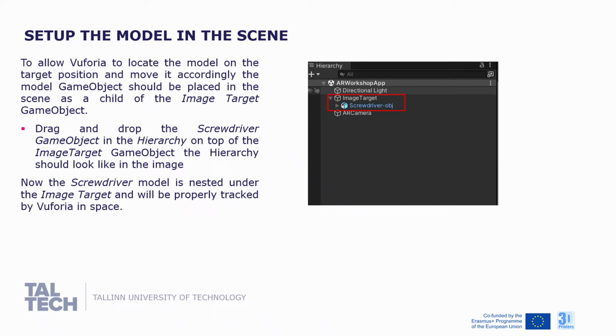To allow Vuforia to locate the model on the target position and move it accordingly, the model game object should be placed in the scene as a child of the image target game object. Drag and drop the screwdriver game object in the hierarchy on top of the image target game object. The hierarchy should look like in the image. Now the screwdriver model is nested under the image target and will be properly tracked by Vuforia in space.